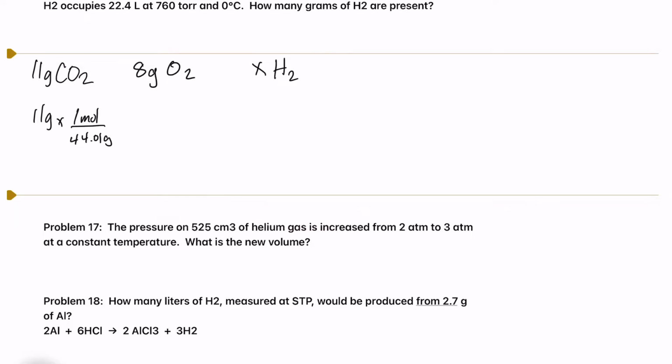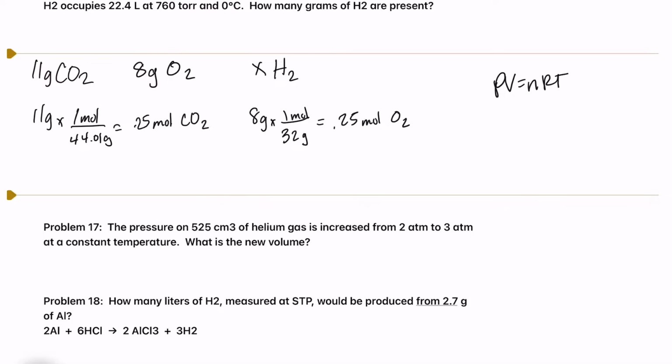They give us 11 grams of CO2. We convert that into moles. We're dealing with 0.25 moles of CO2. We're also dealing with 8 grams of O2, so we're going to convert that into moles as well. One more thing to consider here is we are down to just 1 sig fig due to that 8 grams of O2. Anyway, we get 0.25 moles of O2. And so we are so far dealing with half of a mole of gas.